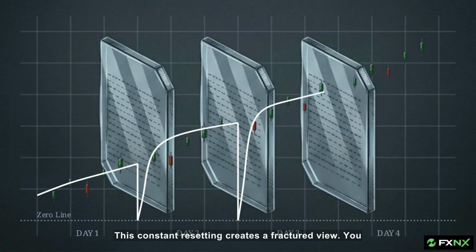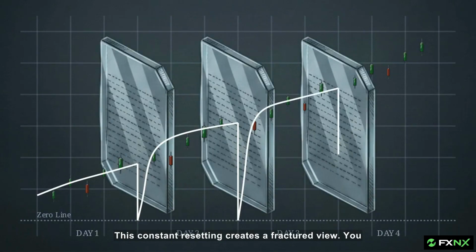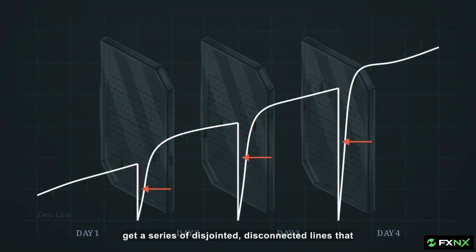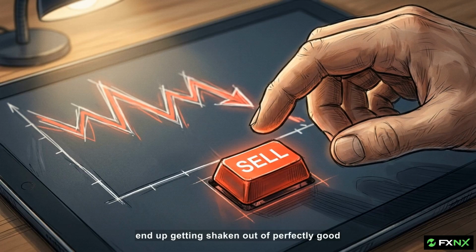This graph illustrates the problem. The daily VWAP resets. At the close of every session, the simulation wipes clean and starts from scratch. This constant resetting creates a fractured view. You get a series of disjointed, disconnected lines that fail to capture broader momentum. Because you're relying on an indicator that only remembers the last few hours of trading, you end up getting shaken out of perfectly good setups by meaningless short-term volatility.